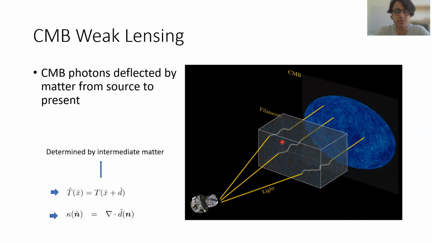The first is CMB weak lensing. Now, the CMB photons, after being emitted from the surface of last scattering, are gravitationally lensed by the matter along the line of sight, and this gravitational lensing can be captured by this angular field d in this equation, which results in a statistical anisotropy. However, in practice, we only care about the divergence of this field, which we call the convergence or the CMB weak lensing convergence.